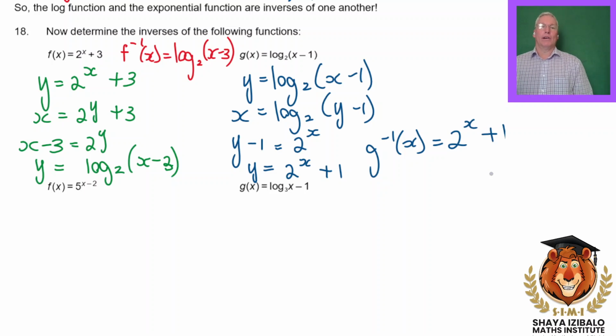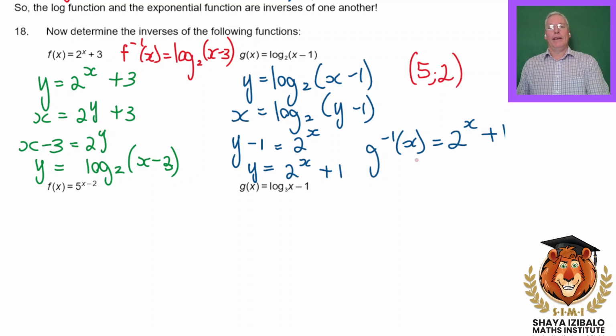Okay, and let's take a look. If x was 5, if we put 5 into here, we get 4 inside the brackets. What power must we put onto 2 to get 4? 5 minus 1 is 4, answer is 2. Let's try putting 2 into this function. 2 to the 2 is 4, plus 1 is 5. Does it make sense? It always makes sense.